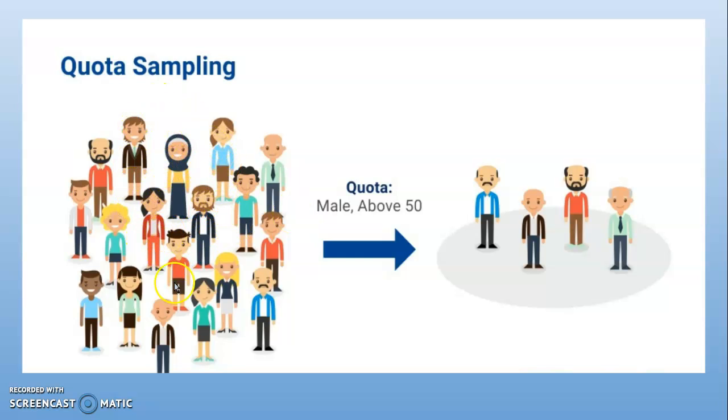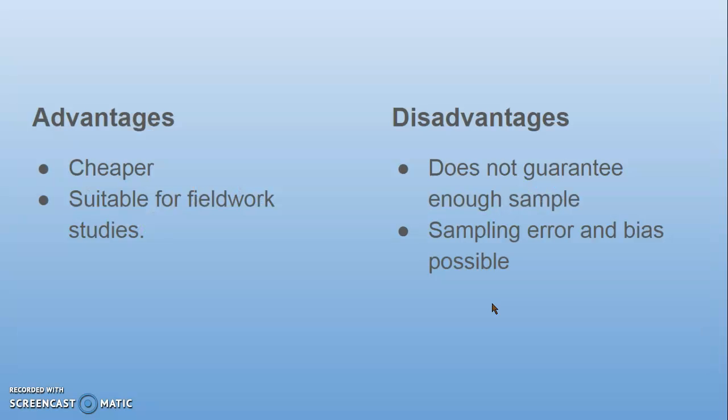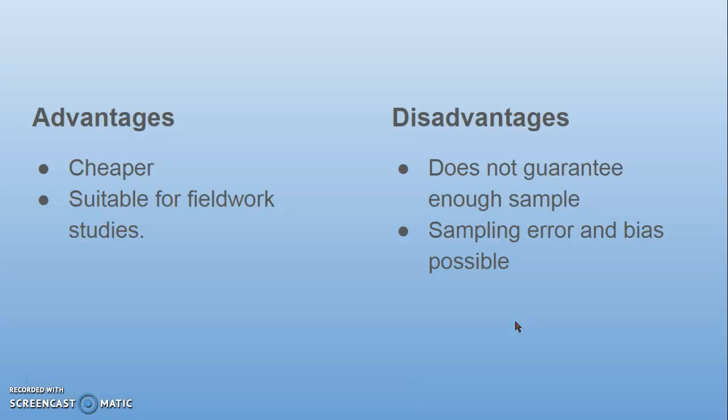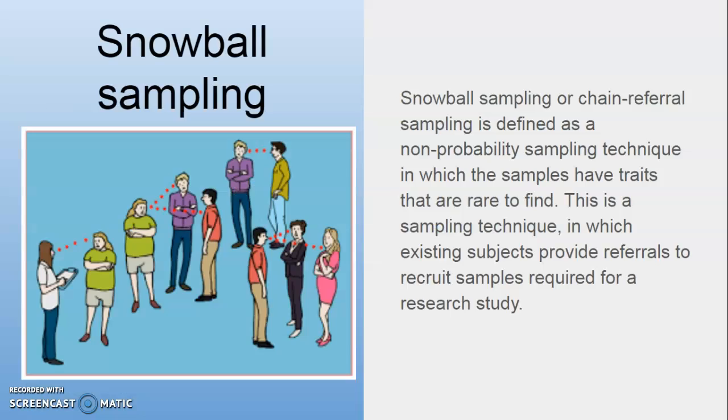Here the population is here, and you will select only males above 50 and you will get the sample size. What is the advantage? Cheaper and suitable for field work. What is the disadvantage? Does not guarantee enough sample. Sampling error and bias is possible. So of course we cannot guarantee the sample size and error may happen.